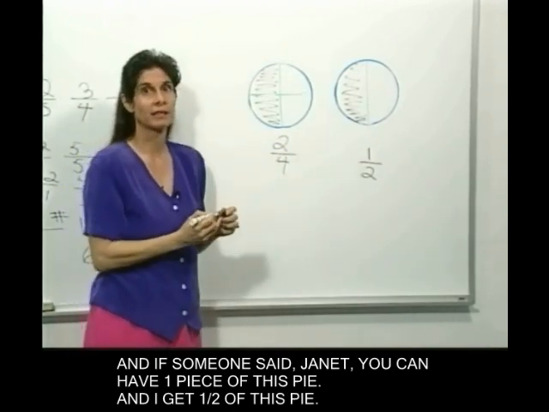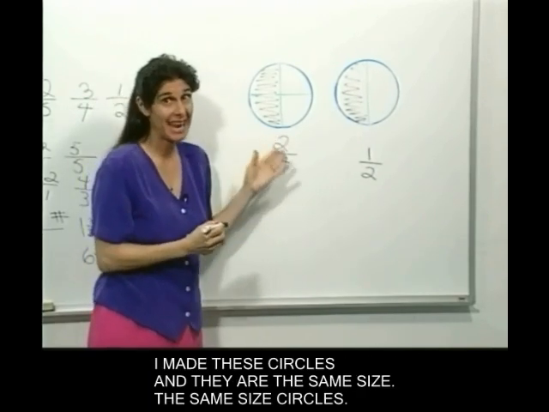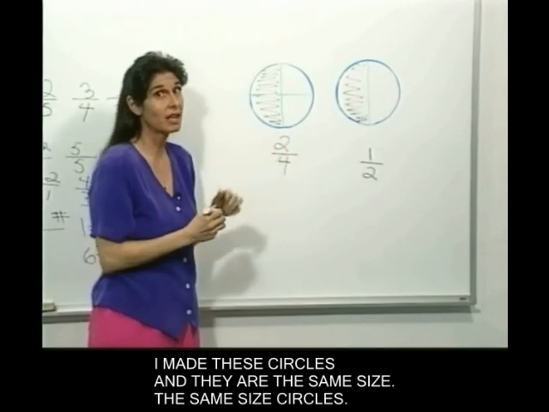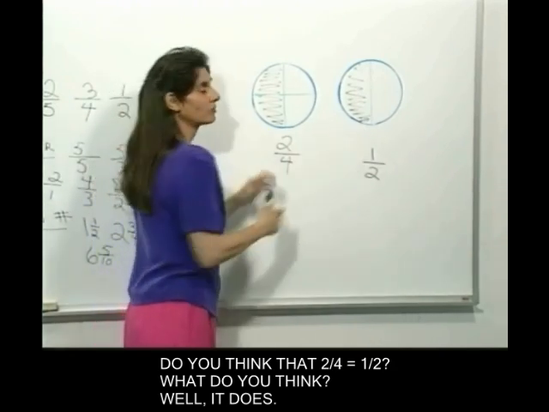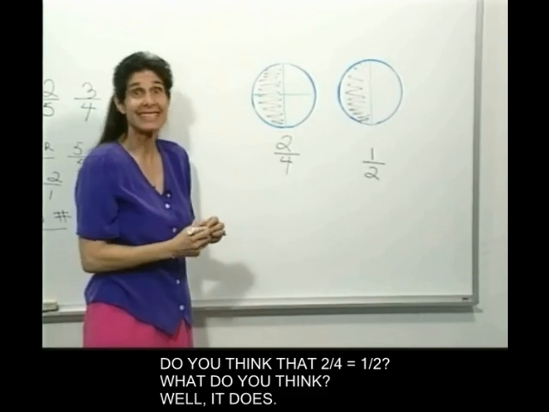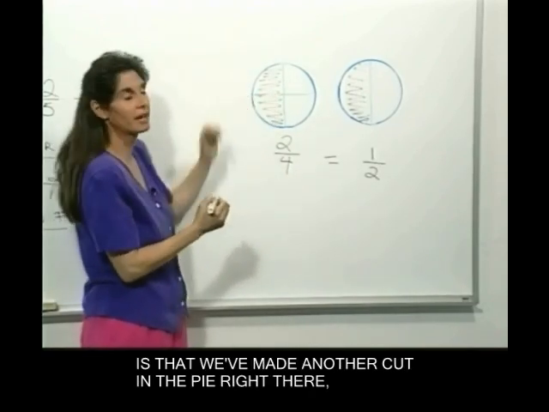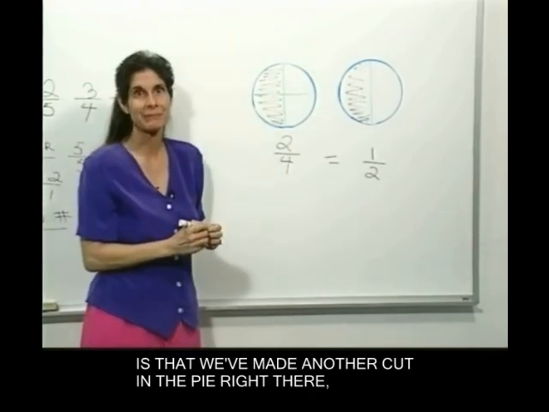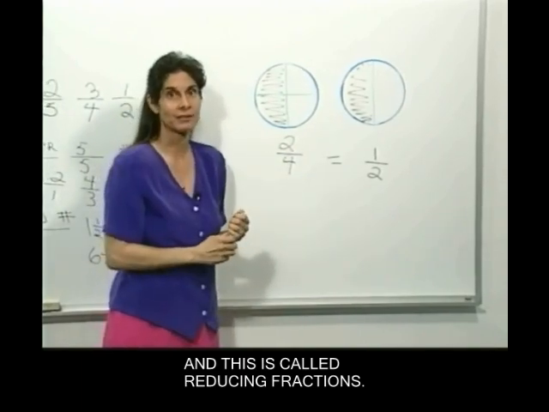Now, as you can tell, I made these circles, and they are the same size circles. Do you think that 2/4 equals 1/2? What do you think? Well, it does. 2/4 equals 1/2. The only difference is that we've made another cut in the pie right there. And this is called reducing fractions.